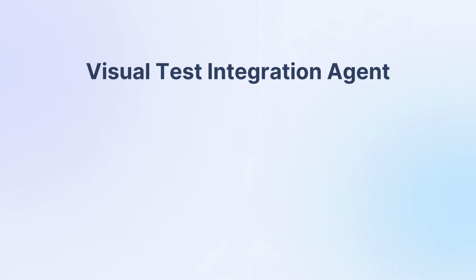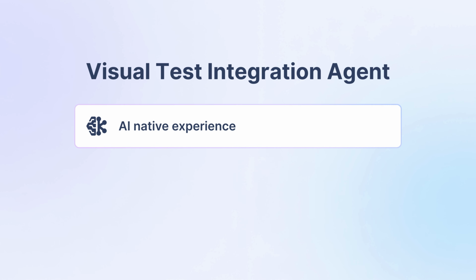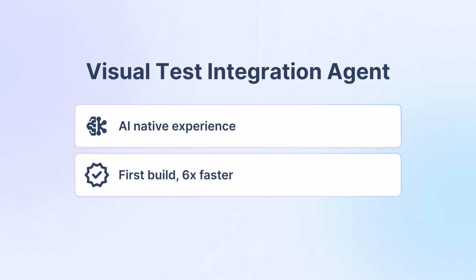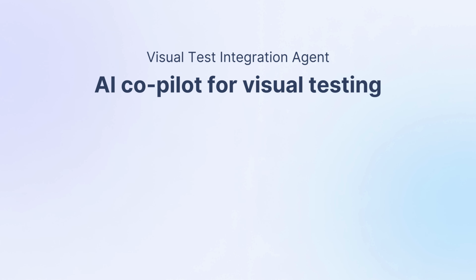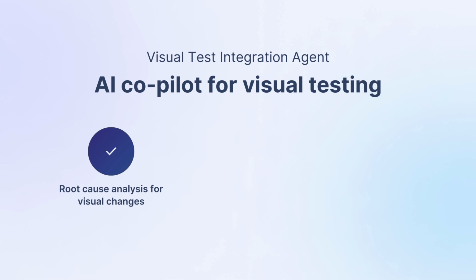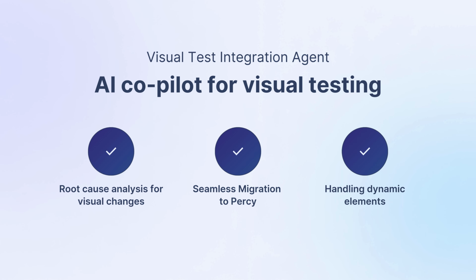The Visual Test Integration Agent delivers an AI-native experience that gets you to your first build 6 times faster. And this is just the beginning. The Visual Test Integration Agent will soon go beyond setup and integration, evolving into a true AI copilot for visual testing. By offering root cause analysis to identify source of visual changes, seamless migration from open source or legacy visual testing tools to Percy, preserving your full test history, and handling dynamic elements to stabilize your test results.